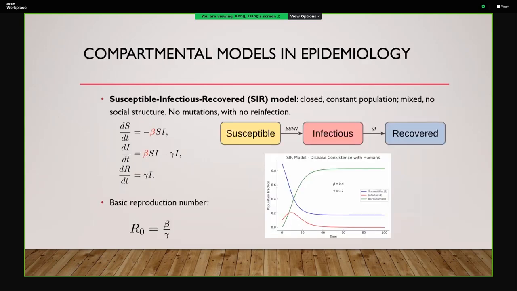This is the SIR model. This is an application in epidemiology. Typically, at a high level, let's see how we model this.